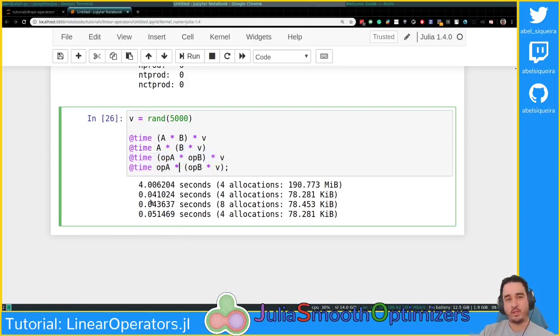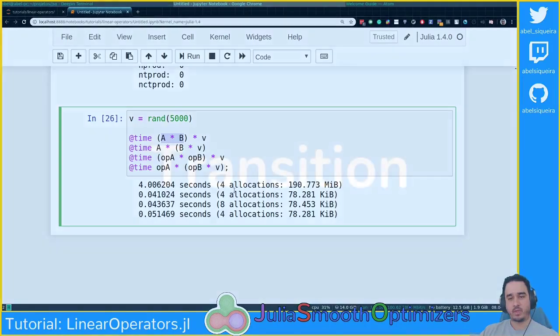If I do not need the resulting matrix explicitly, I can define how the resulting matrix will operate on vectors. Essentially, what I'm saying is that this guy, OPA times OPB, is going to be the same as applying linear operators on A times B. But it will be much faster, okay?